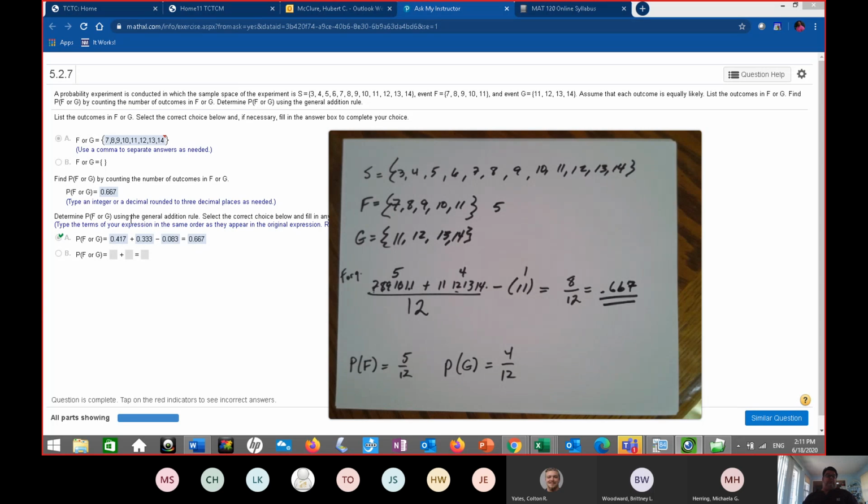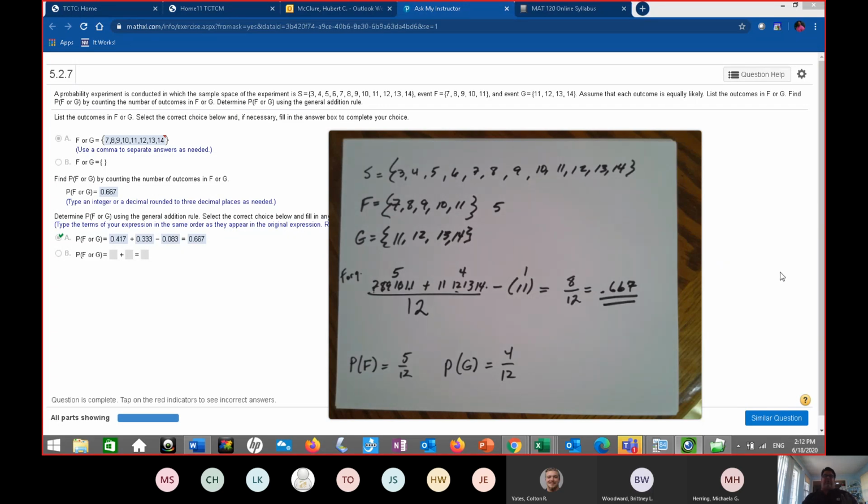That's how they get that. They're showing you here, that's what I did. Now, you do 5 over 12, which is 0.417. 4 over 12 is 0.333. And then 1 over 12 is 0.083. So you can do it like this, and you can do 5 plus 4 minus 1 is 8, or you can do it like this.